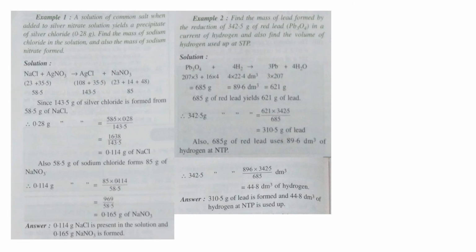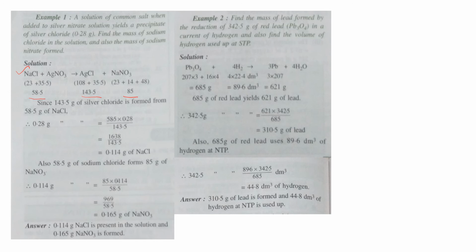Silver nitrate and sodium chloride, these two things are reacting. So NaCl plus AgNO3 is giving you AgCl plus NaNO3, and it is a balanced equation. After that you write the molecular mass of each and every compound. You can write AgNO3 also, no problem. Here AgNO3 is not required, that is why it is not written here.